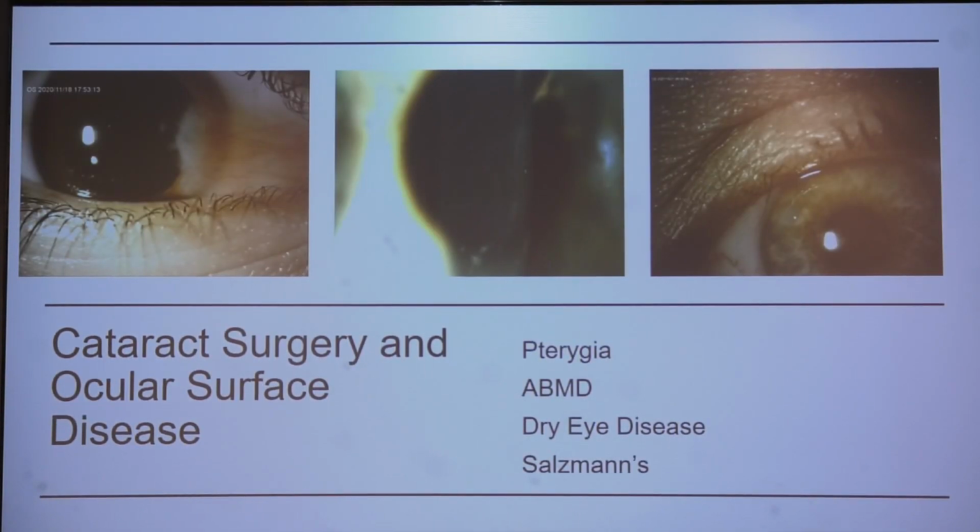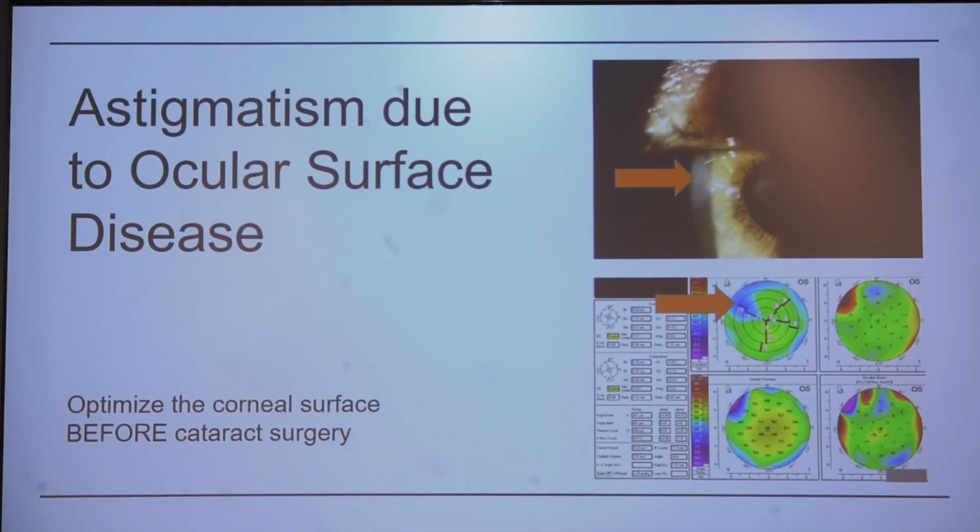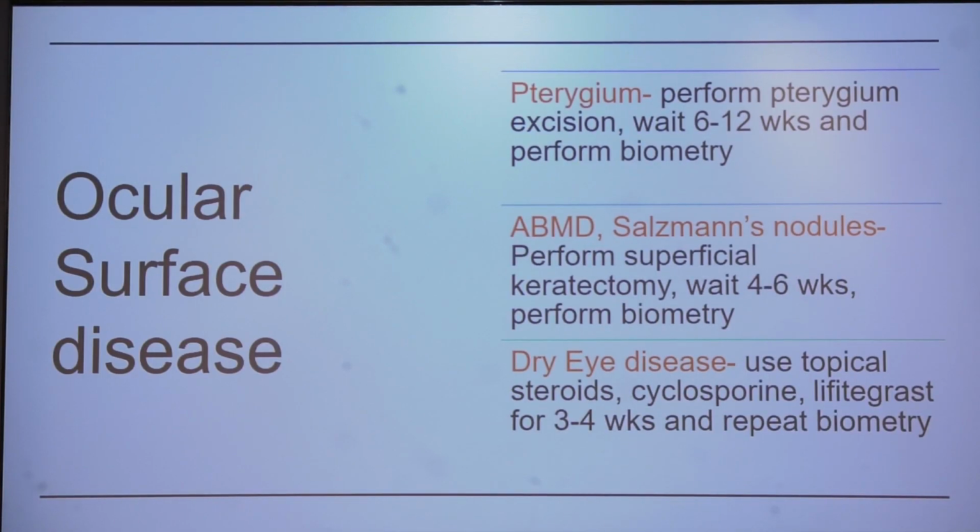How about ocular surface disease? Well, we all see patients with pterygia, basement membrane disease, dry eye, Salzmann's, and of course, we want to optimize the ocular surface first. You can see here in the Pentacam below and the clinical figure above, this is a patient with Salzmann's disease, has a Salzmann's nodule, and you can see right there, very similar to when you have a pterygium, that area of flattening. So this is important to optimize before you consider cataract surgery on the patient.